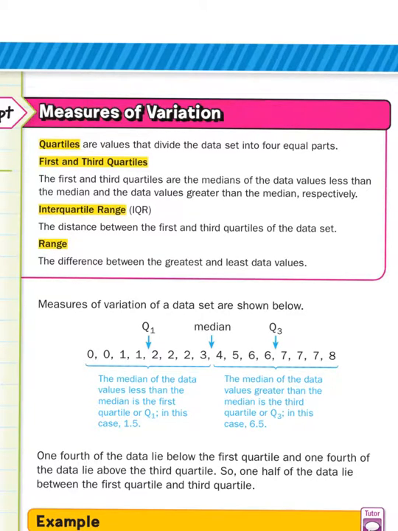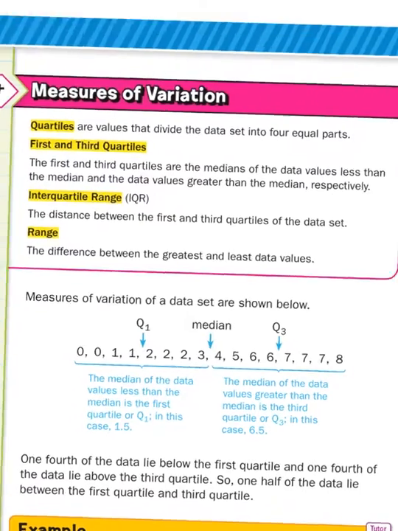The first and third quartile are the medians of the data values less than the median and the data values greater than the median. So we've already talked about these all school year. The first quartile is the middle of the lower half of the data. The third quartile is the middle of the upper half of the data. Interquartile range, we've done that a lot already, is the distance between the first and third quartiles. In other words, Q3 minus Q1. Range is the difference between the greatest and least data values, in other words, big minus little.